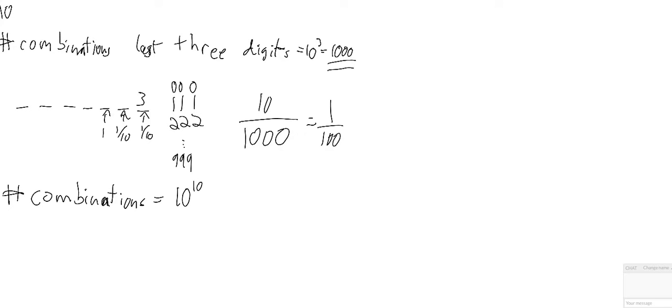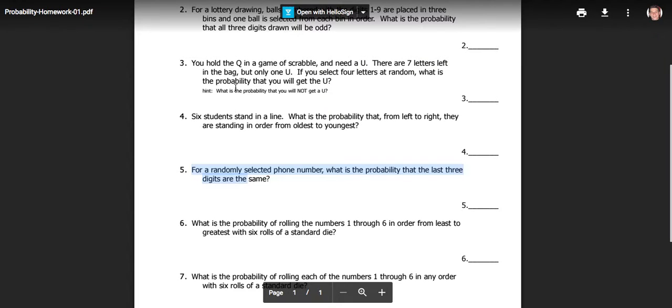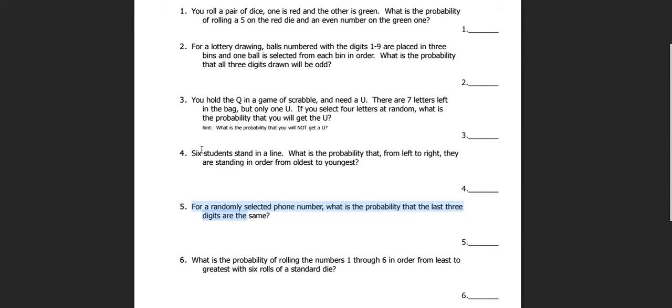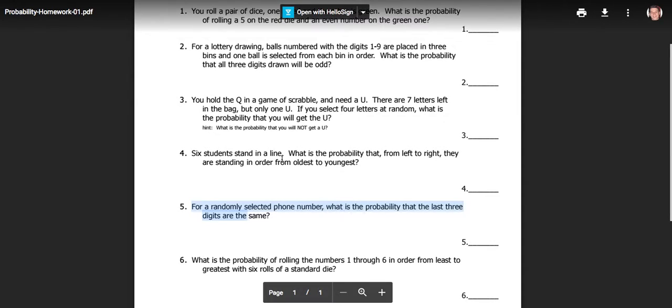Okay, then could we do number 4? Okay, let's do number 4. I didn't get number 4. Yeah, number 4 I couldn't get. Okay. 6 students stand in a line. What is the probability that from left to right they are standing in order from oldest to youngest? Interesting question. So who wants to take a stab at this one?